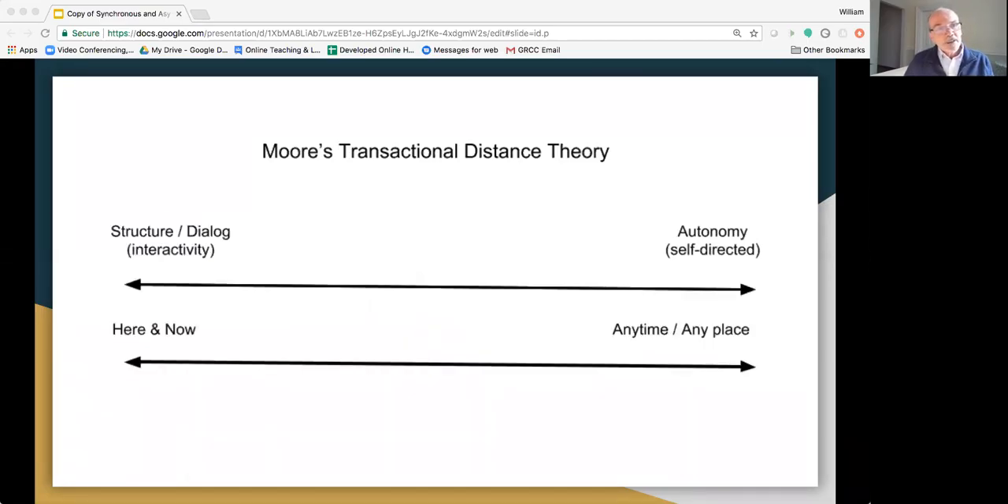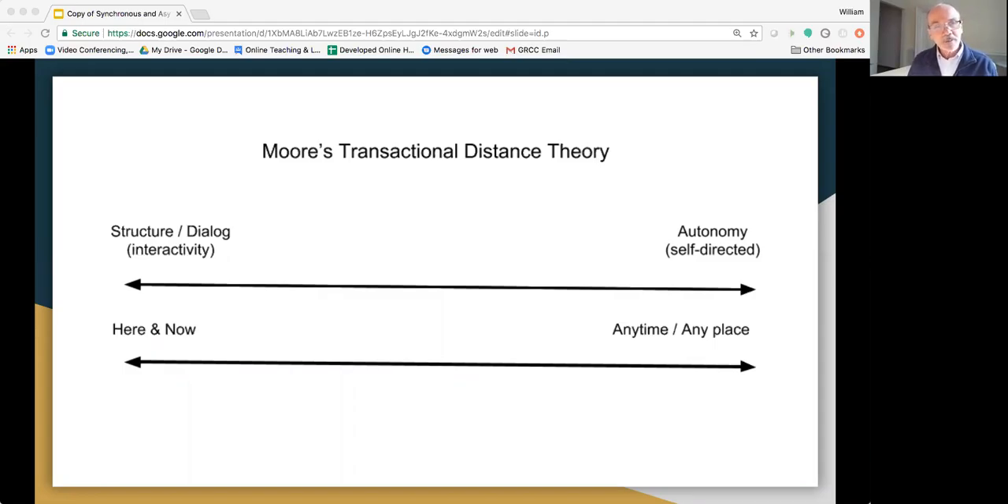So when I look at this, whether it's up or down, it really isn't one or the other. Moore's transactional distance theory, I propose, is more of a continuum, not simply a case of whether you possess or don't possess this autonomy. And parallel to this continuum is one of time and place. So one that represents the level of flexibility in the learning environment.